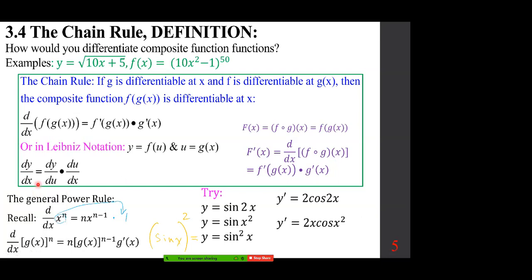So 2 sits in front, becomes 2 sine x, times the derivative of the inside, the derivative of sine, which is cosine x. And needless to say, this is equal to sine 2x, but you don't have to do that. All right.